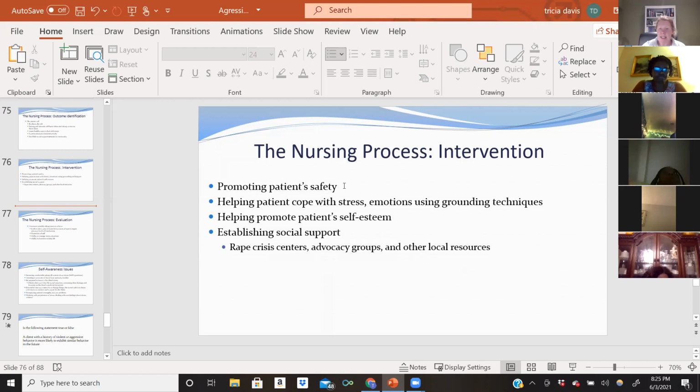Very early on, these conversations probably are not going to be helpful. After they seek help and they've been involved in therapy for some time, then they are going to start to recognize and gain more self-esteem. And then we want to help establish social support. So getting in touch with those rape crisis centers, getting in touch with those community advocacy groups that they can go to meetings and be around other people who have experienced the same things, and then any other local resources.